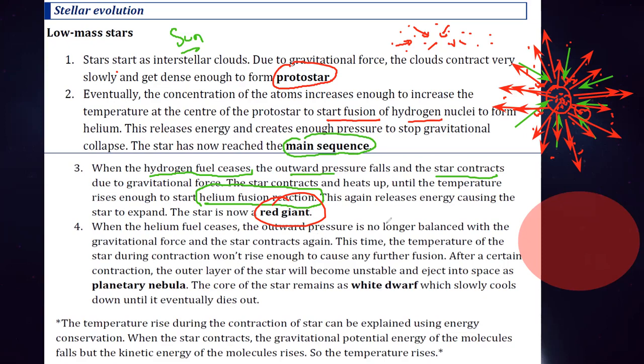So there are two ways it will contract. One is when hydrogen fusion decreases, it will contract. The second one, when the helium fusion decreases, it will also contract. So it will start to contract because the helium fusion starts to cease or decrease. I said the size of the sun will increase so much that it will take the orbit of Mercury and Venus when it becomes a red giant.